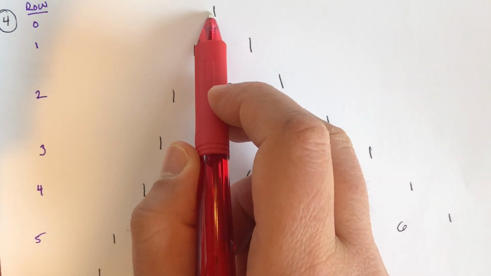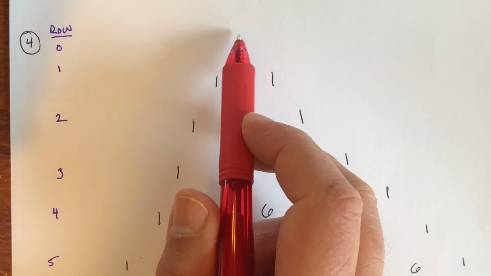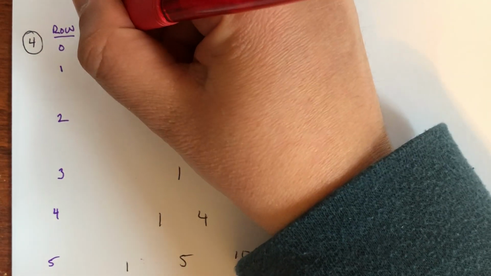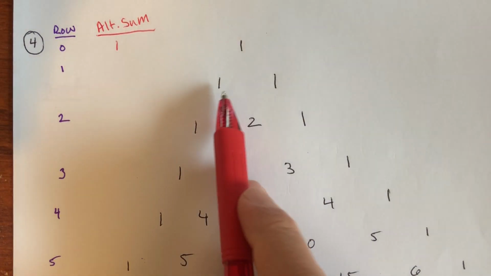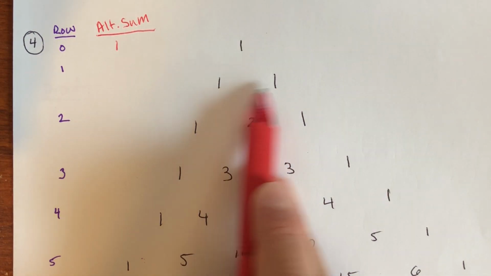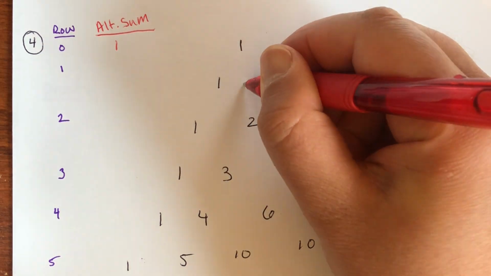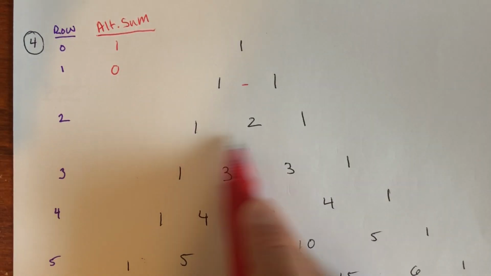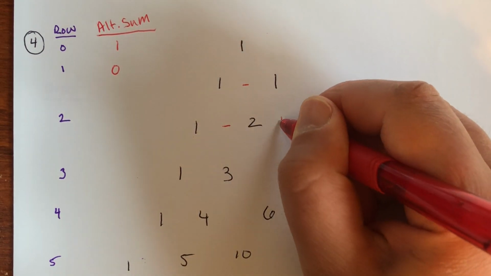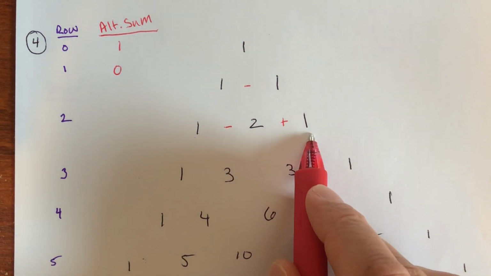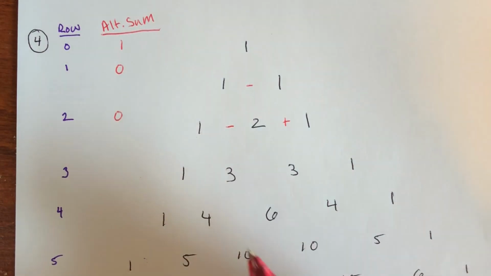In row 0, I only have one term, and that term is 1. So the alternating sum, I guess, put it here. Alternating sum here is just 1. But in row 1, we need to let our first term be positive and our second term be negative, right? So 1 minus 1 is 0. All right, second row we have first term positive, then negative, then positive. 1 minus 2 plus 1 is 0.